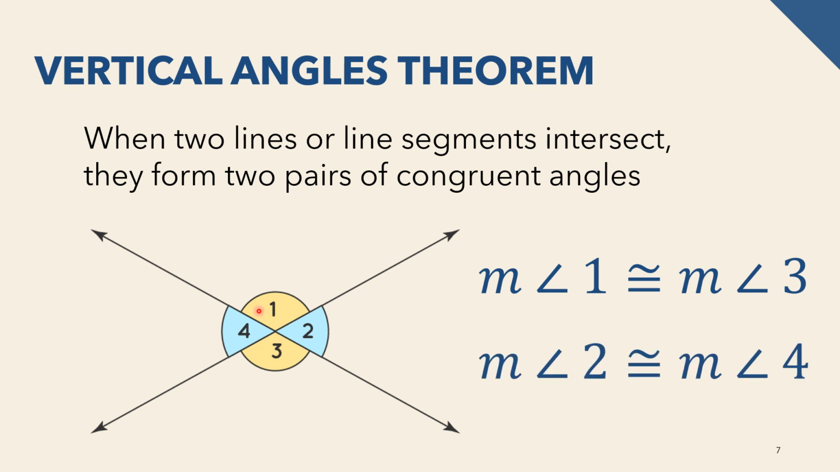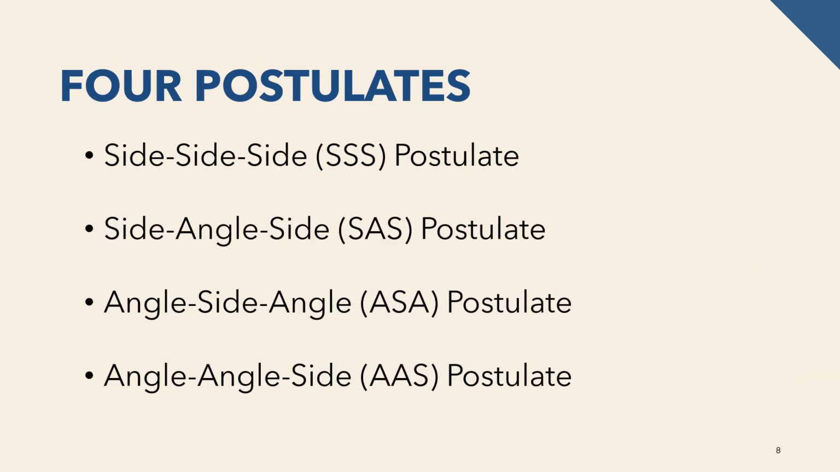All right, so that can be useful whenever we're writing proofs. When you see two lines intersecting, you're going to know that that forms two pairs of congruent angles. Okay, so here is the big part of this section, the four postulates.